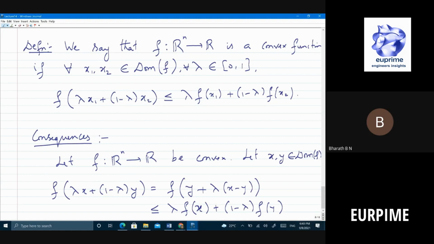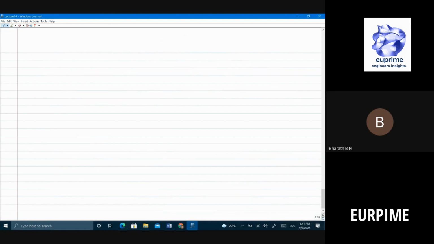It's like f of y plus, if lambda is very small, right? So I'm moving in the direction of x minus y by a small quantity and looking at what the function value is, right? If I subtract f of y and divide by a small quantity and take that limit, I get the derivative, right? That's what I'm trying to do. So let me subtract f of y on both sides. So what do I get?